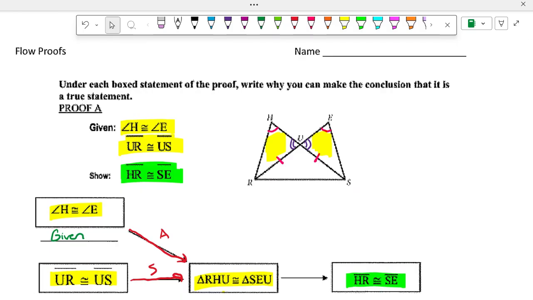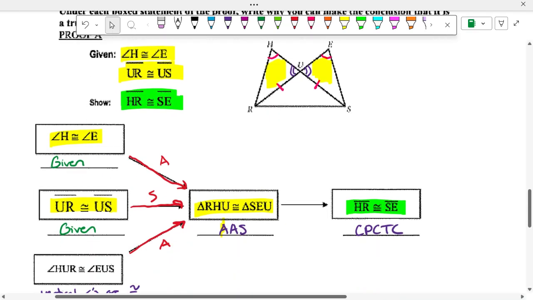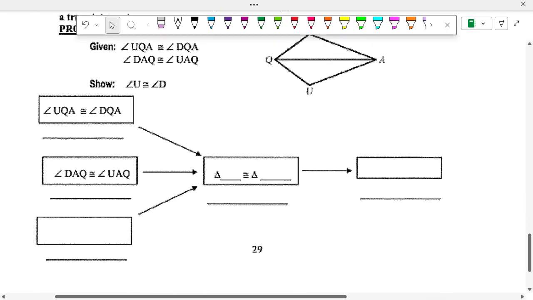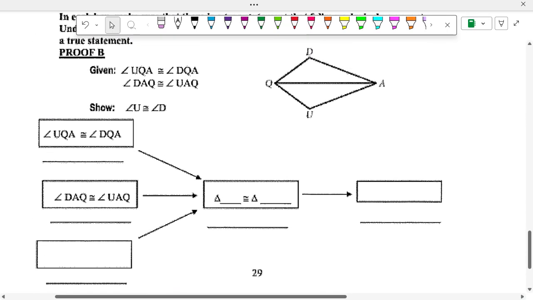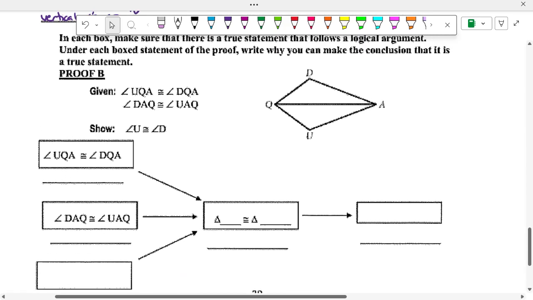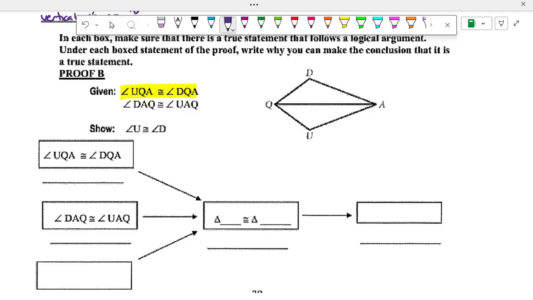Now, that was one where they already gave us the statements. Let's look at this one where they didn't give us the statements or the reasons. All they gave us was what was given, and they kind of gave us an idea of what it's going to look like. They said that angle UQA is congruent to angle DQA. So UQA, this angle right here, is congruent to DQA, this angle right here.